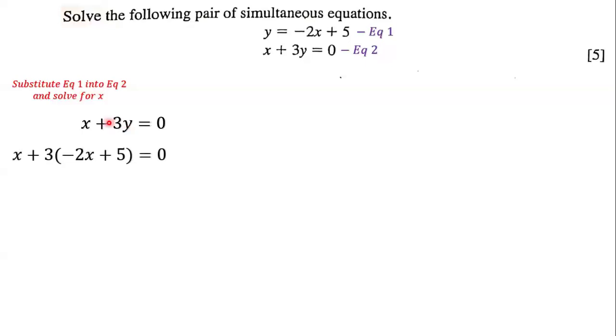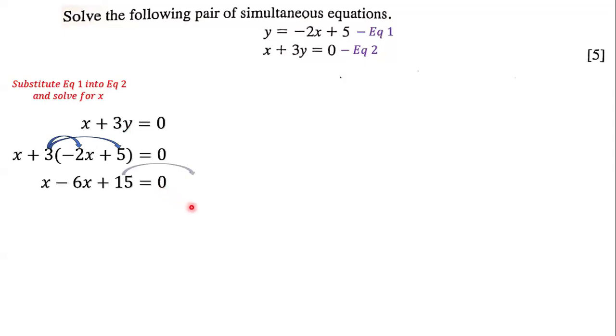And so when we substitute it, we have x plus 3, open bracket, negative 2x plus 5, close bracket, is equal to 0. Next, we distribute. And so we say 3 times negative 2x and 3 times positive 5. Now 3 times negative 2x is going to be equal to negative 6x, and 3 times positive 5 is equal to positive 15. And so what we actually have is x minus 6x plus 15 is equal to 0.